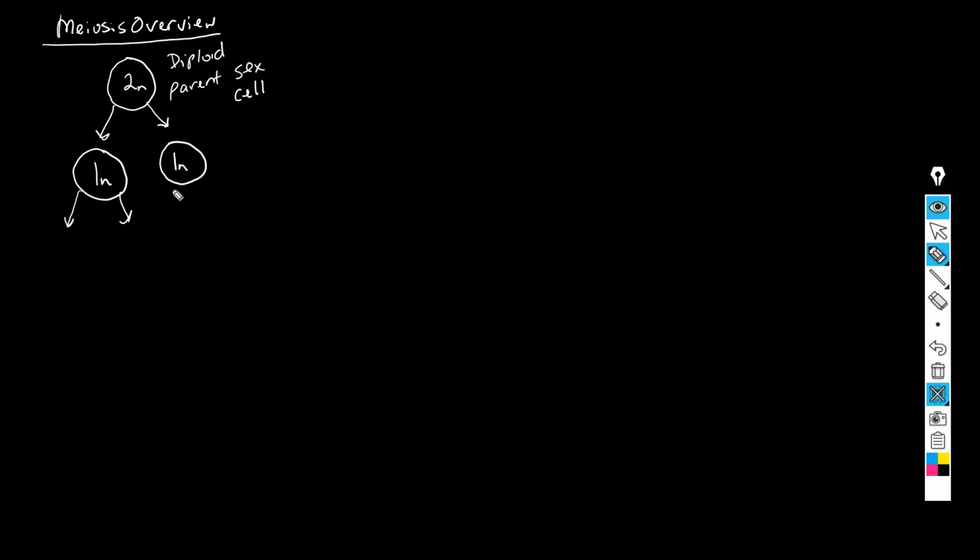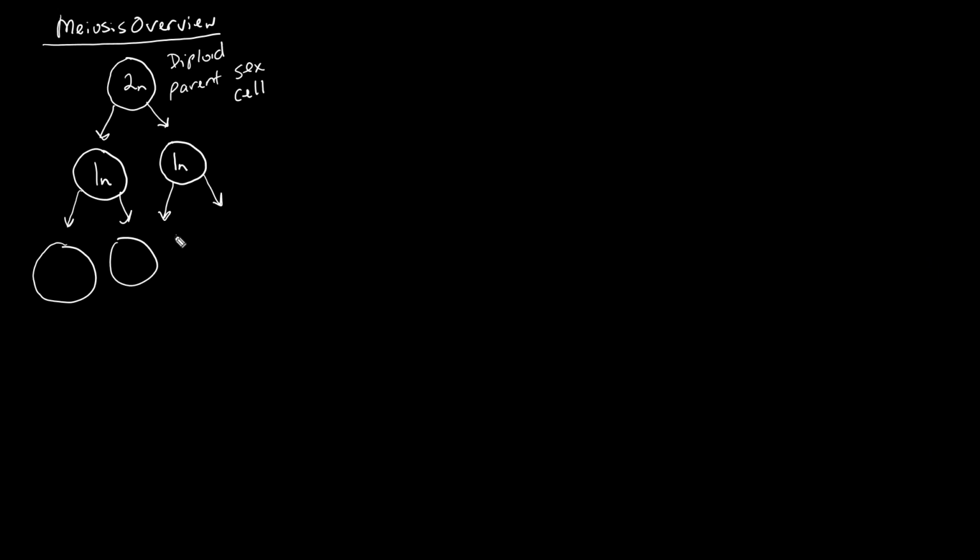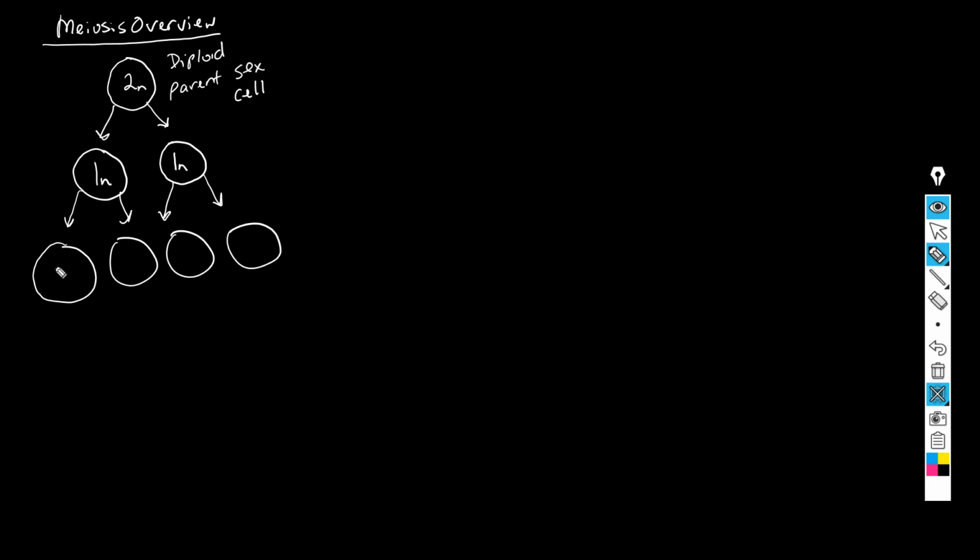And then after that first division, we have a second round of meiotic divisions known as meiosis 2, which consists of prophase 2, metaphase 2, anaphase 2, and telophase 2. There is no interphase before that second round of meiotic division because our goal is to reduce the chromosome number by half, and we can only do that if we have one round of replication and two rounds of division. So that's your meiosis overview.